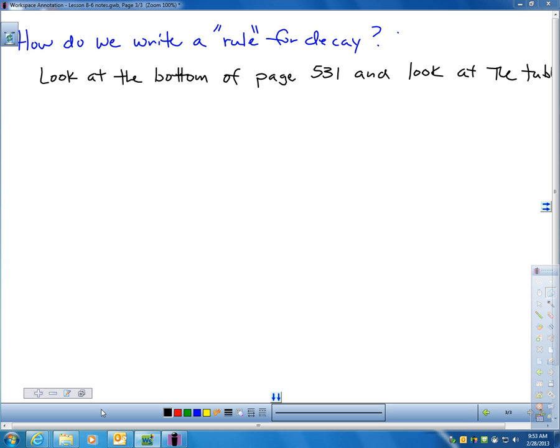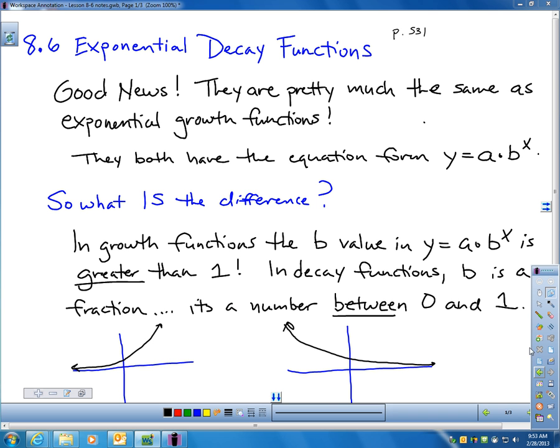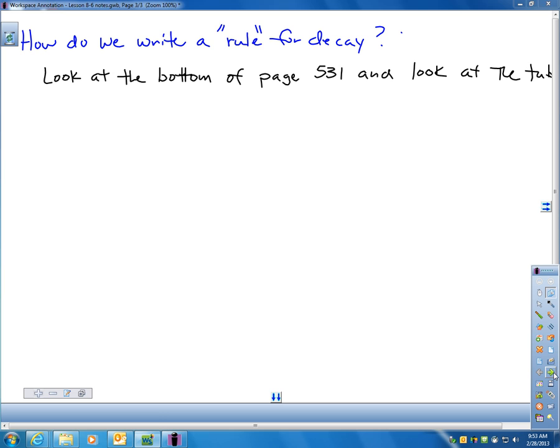Well, remember, from my first slide, if b is a quarter, that means b is between 0 and 1. That would be a decay function. All right? So when you look at the very bottom of page 531, look at this table. You can see the table. It's negative 1, 0, 1, 2 for x, 5, 1, 1/5, and 1/25 for y. Well, do you notice if you take 5 and multiply by a fifth, you get 1. If you take 1 and multiply by a fifth, you get a fifth. And a fifth times a fifth is 1/25.